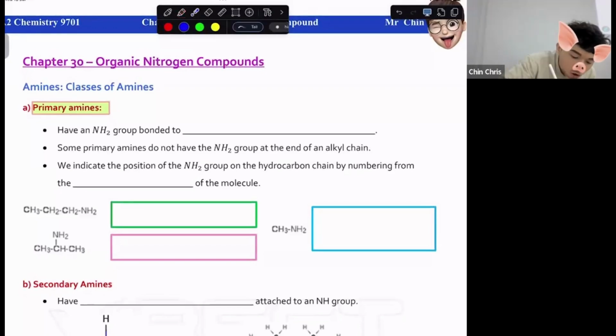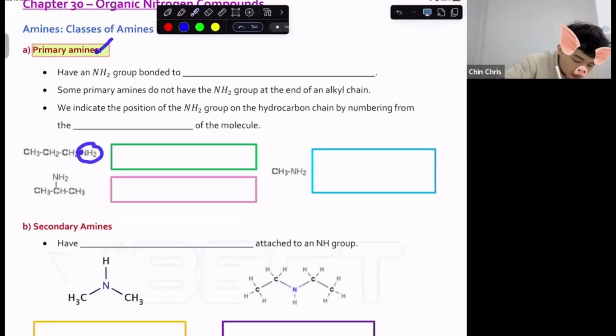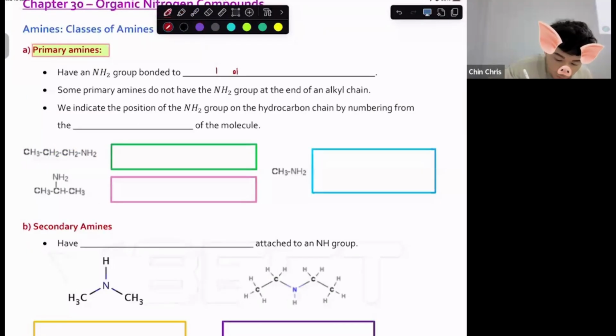Alright guys, for primary amines. For primary amine, you always have an NH2 attached to an R group. So bonded to one alkyl group, that is your primary amine. So guys, always remember, your NH2 bonded to just one R, that's the primary amine.